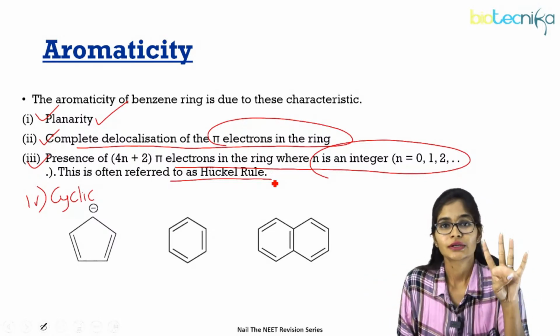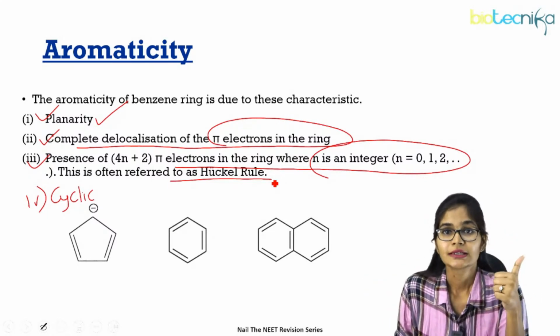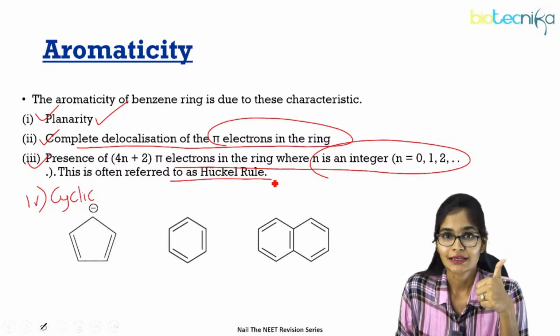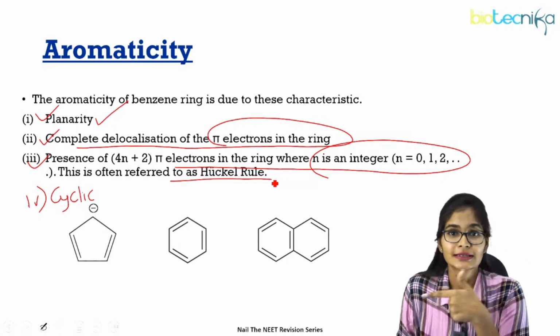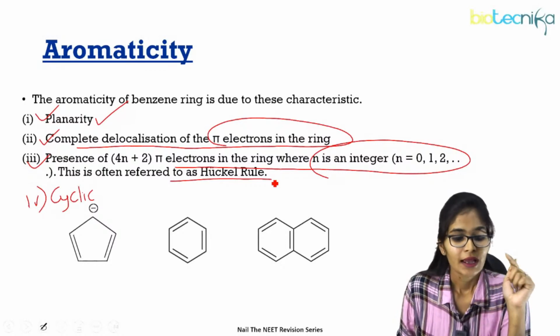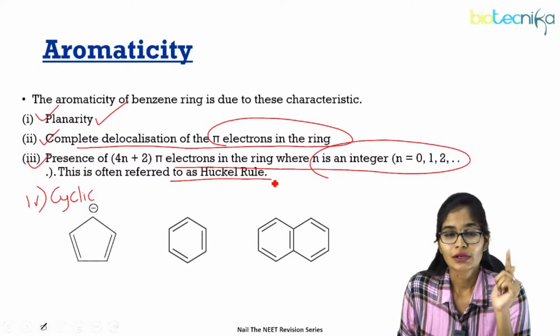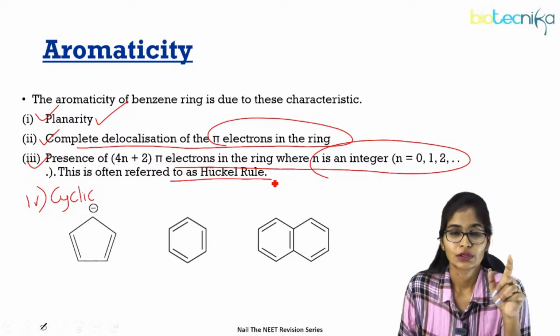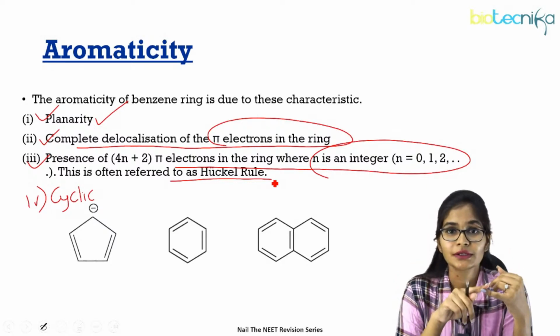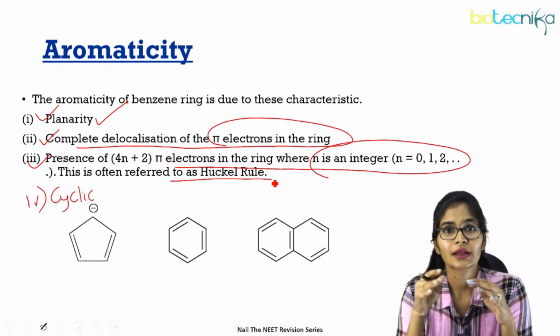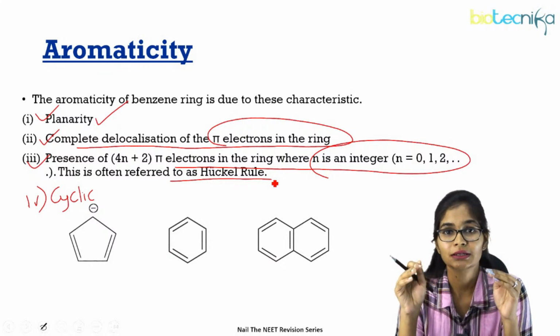So the four criteria: firstly, it should have a cyclic structure. Next, it should be planar, in the sense it has to be a flat molecule. Next, the complete delocalization of the electrons has to be there inside the ring. And fourth, it has to obey Huckel's rule. If it follows these four criteria, then we can say that the benzene ring or any other molecule is aromatic in nature.